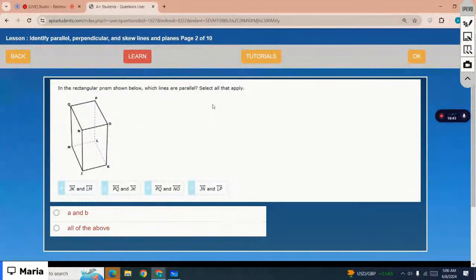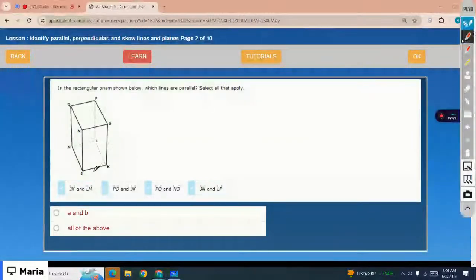In the rectangular prism shown below, which lines are parallel? Let's just see which of them are parallel, right? Okay, JK and LM. Here is JK and here is LM. They are parallel lines. Okay, PQ and JK. They are parallel.